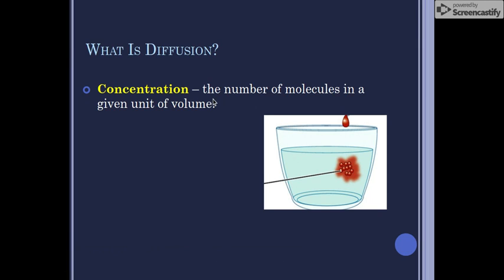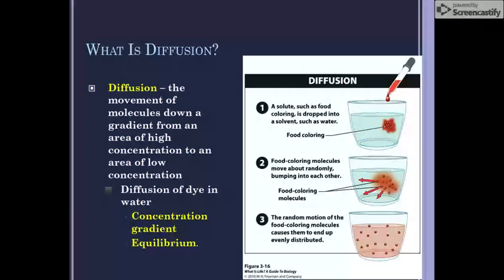Concentration is the number of molecules in a given unit of volume. So here we've got this drop of red dye, and it's concentrated in this area, not very concentrated over here where there are no dye molecules. So what we see is through the process of diffusion, molecules will move from an area of high concentration to low concentration. So you can do this at home.